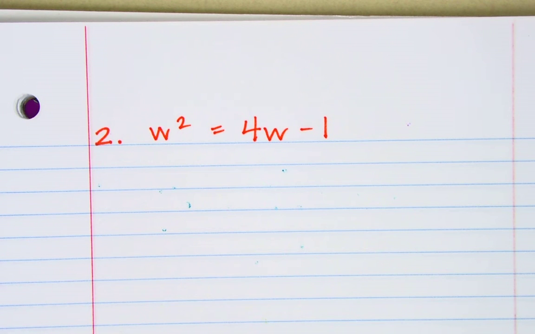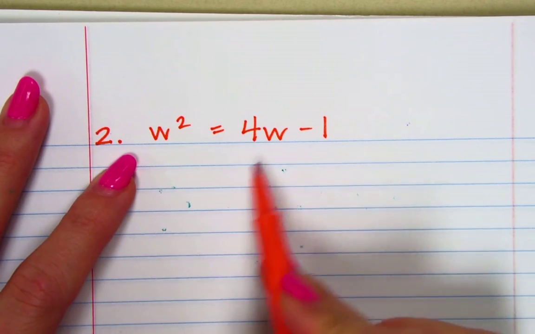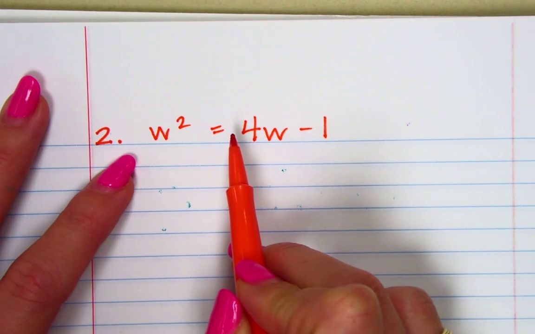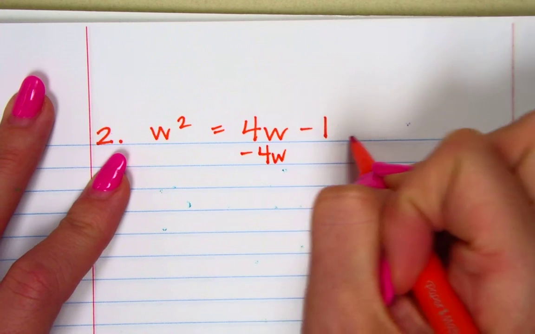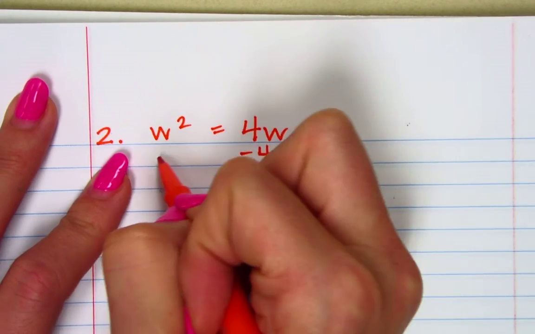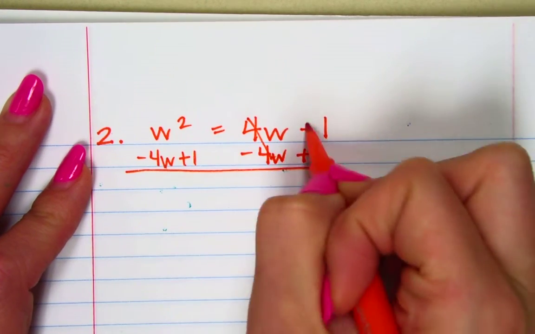Remember our steps. What's step 1? Get them all on the same side. Thank you, Kiana. We've got to move everything to the same side. I almost always move things to the left. I like to leave this one the way it is, and I'm going to move 4w to the left and minus 1 to the left. How are we going to move this 4w? We're going to minus. What about the minus 1? Add. You change the sign. So minus 4w plus 1. We'll add those to 0.